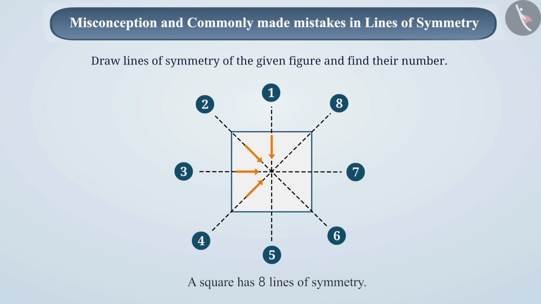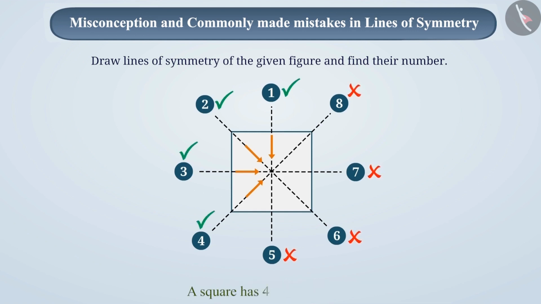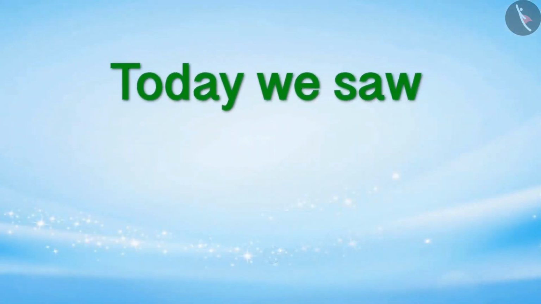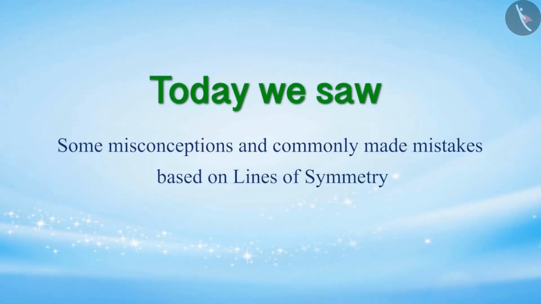Therefore, while counting, remember that you need to count every line just once. So remember that a square has 4 lines of symmetry. Today we saw some misconceptions and commonly made mistakes based on lines of symmetry.